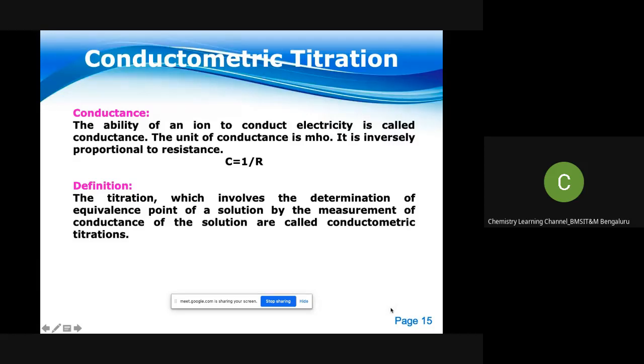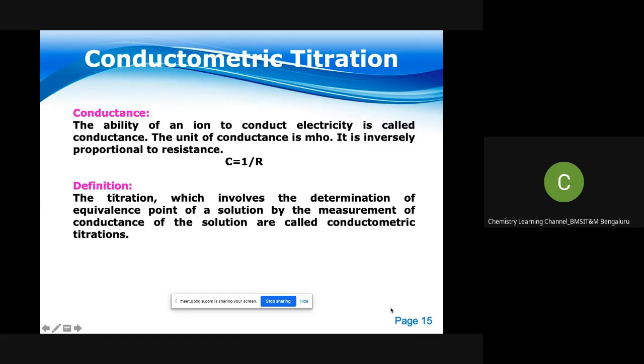Let's see the next method present in the instrumental methods of analysis, and that is conductometric titration. So you do have this conductometric titration also in your engineering chemistry practicals. So what are we going to study in this conductometric titration? What are we going to measure?